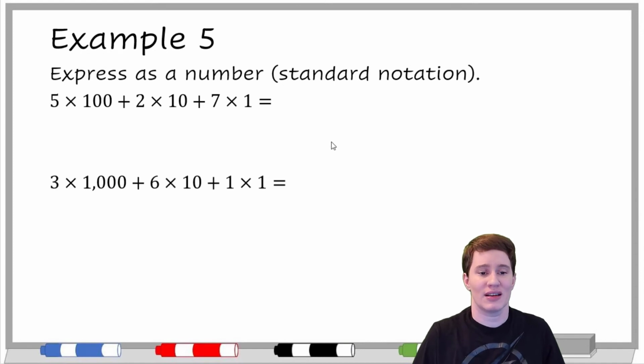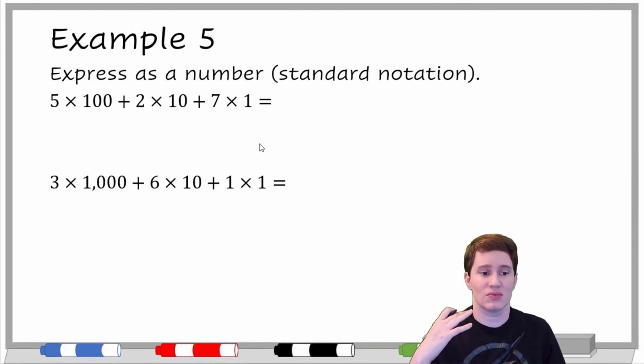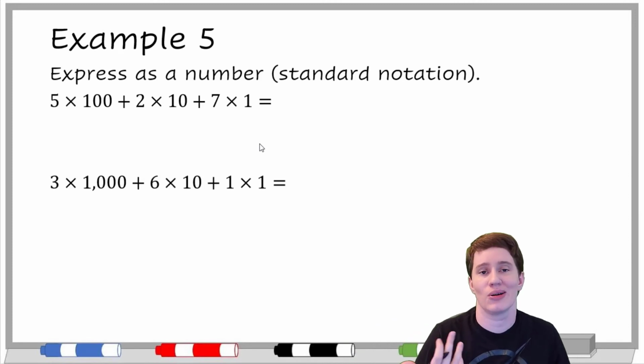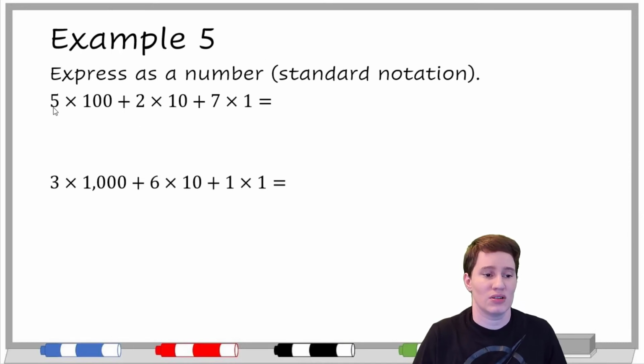Example 5, express as a number in standard notation. So this is the kind of number we're used to dealing with. Not in exponential notation, not in expanded notation, just a regular number. And we could also do this from exponential notation by thinking about how many zeros there are with whatever exponent it has. So this says 5 times 100 plus 2 times 10 plus 7 times 1. So 5 is in our hundreds spot, 2 is in our 10 spot, and 7 is in our 1 spot. So our number here is 527.